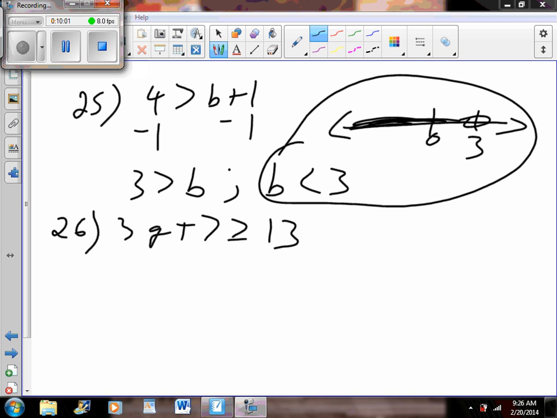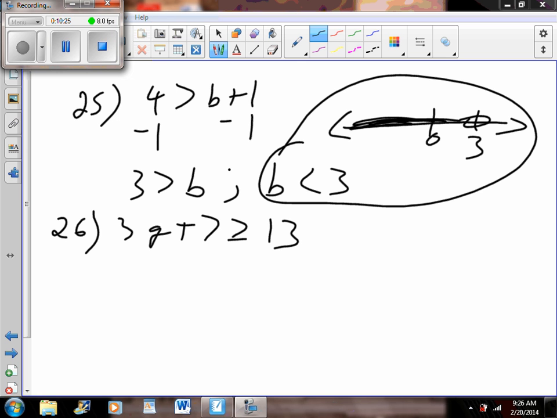Okay, on number 26 and 27, I want to stress something here. These are not compound inequalities. Some of y'all were trying to force these and turn them into that. You can't do it. This is a simple inequality, I say simple relative to the compounds, perhaps.